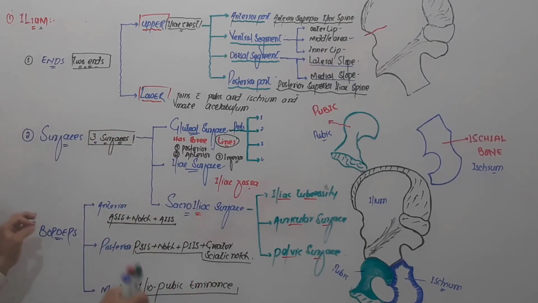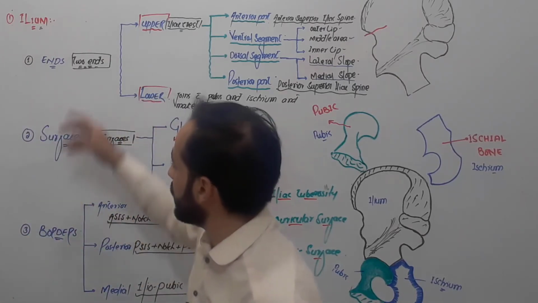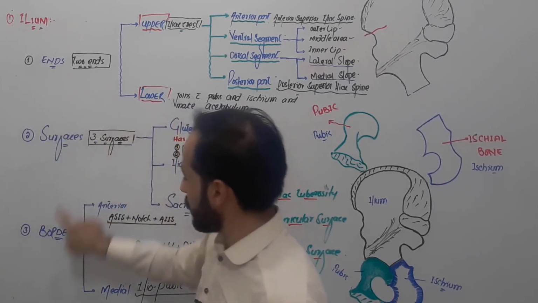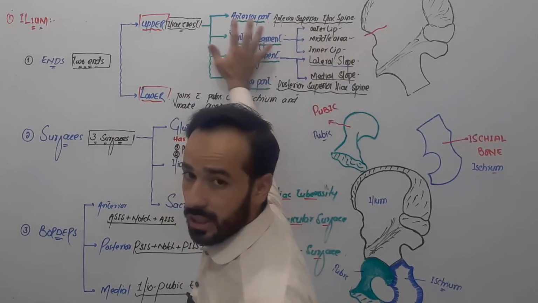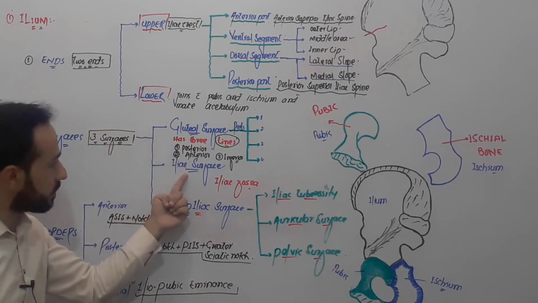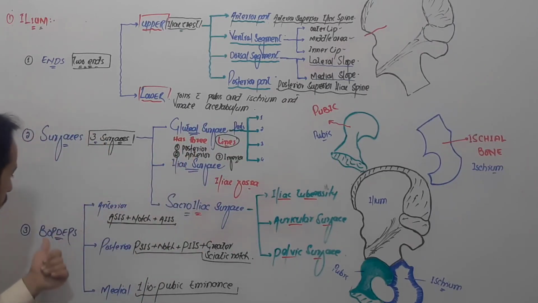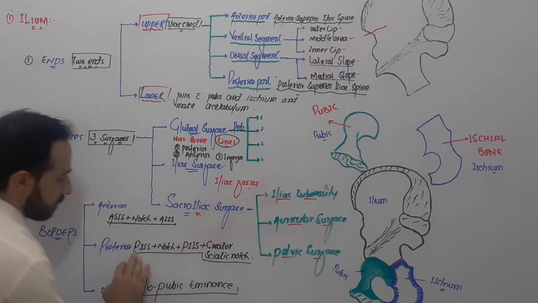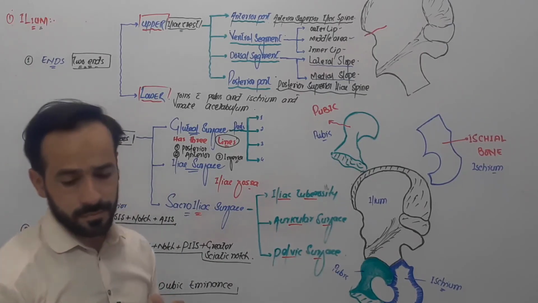So a fast recap: while we discuss the iliac bone, we divide it into three different parts: the ends, the surfaces, and the borders. The ends are two, upper end and lower end, and these are the details of the ends. Then the surfaces: it has three surfaces, gluteal surface, iliac surface, and sacroiliac surface, and these are the important points about the surfaces. And then the borders: anterior border, posterior border, and medial border. The anterior border is formed by these, the posterior border by these, and the medial border by the iliopubic eminence.